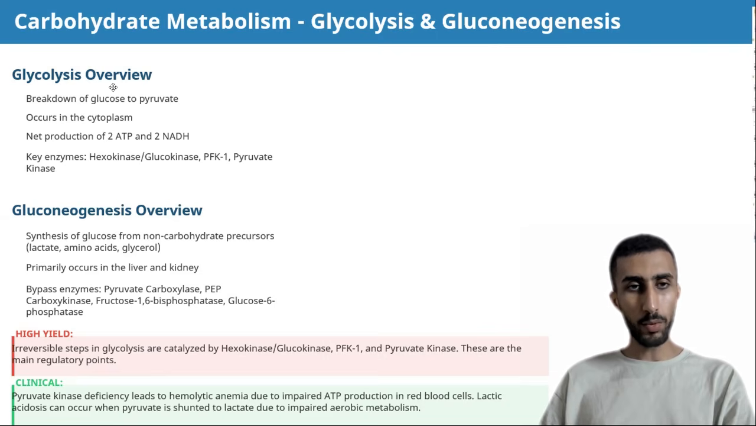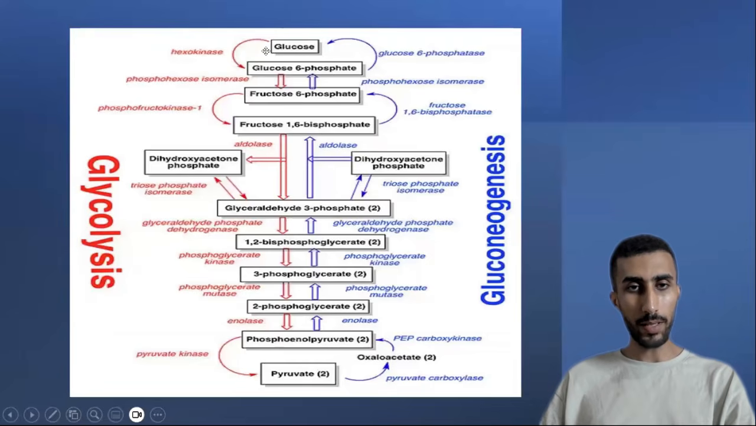So the two processes are going in opposite directions. First is glycolysis. We start with glucose. The glucose is converted into glucose 6-phosphate, and this glucose 6-phosphate is trapped inside the cells. So once the glucose is phosphorylated, it is trapped inside the cells and cannot go out. This is done by an enzyme called hexokinase, and it's one of the three irreversible enzymes.